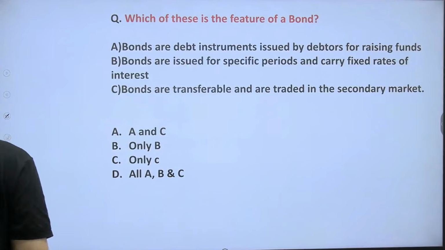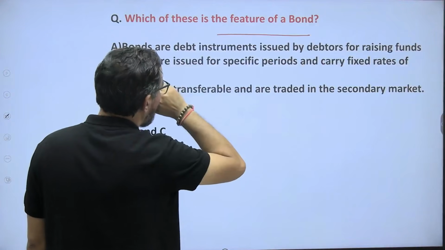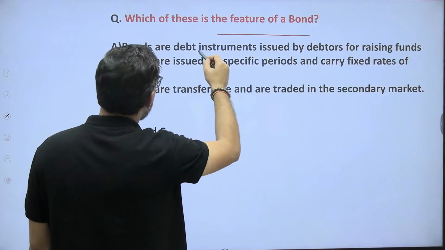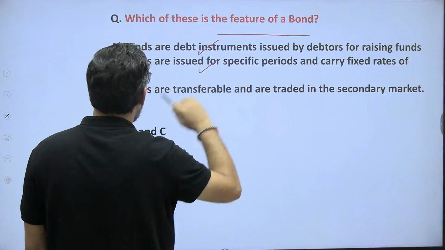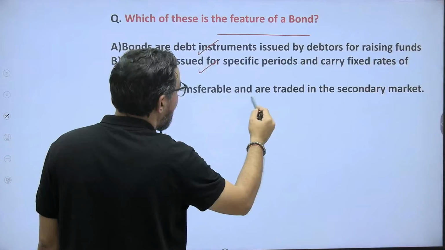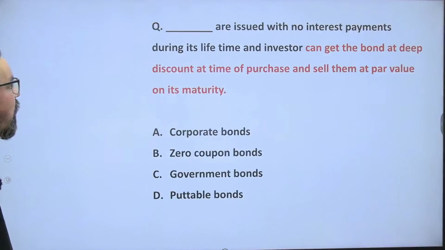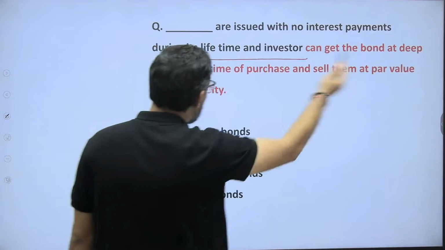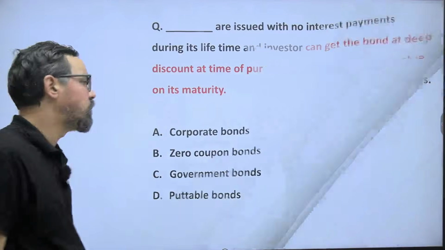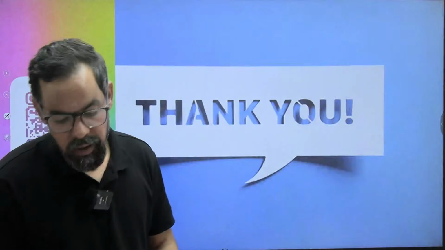Which of the following are features of bonds? Bonds are debt instruments issued by debtors for raising funds. Bonds are issued for a specific period and carry a fixed rate of interest. Bonds are transferable and traded in the secondary market. All are correct in this particular case, right? Deep discount bonds are issued with no interest payment during the lifetime of the investment. They get issued at a discount, so they are zero coupon bonds. Okay, this is it. So this is all about your YTM.